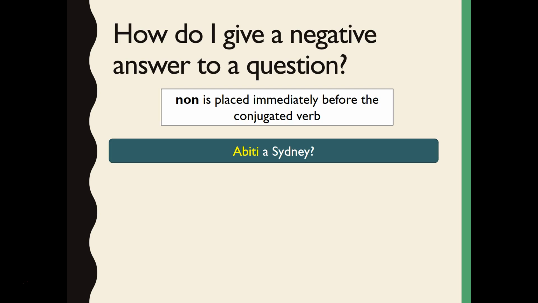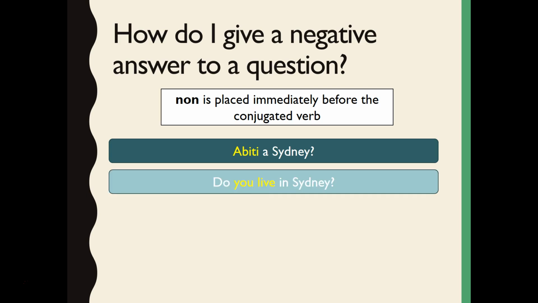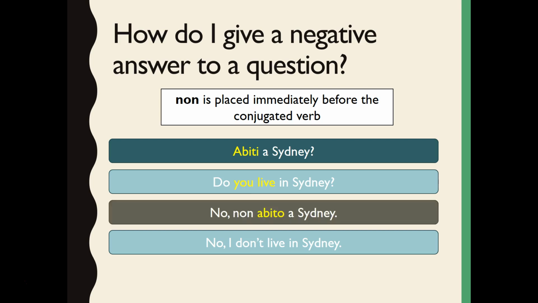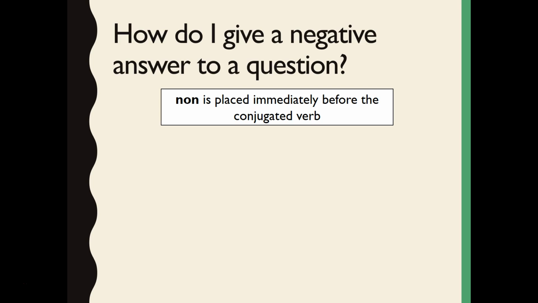So if you have the question, abiti a Sydney, you can see that the verb has been highlighted. Do you live in Sydney? If we want to say, no, I don't live in Sydney, you can't just put non before the conjugated verb. You also need to change the verb. So, no, non abito a Sydney. No, I don't live in Sydney. Notice that the verb has been changed. Let's look at another example.